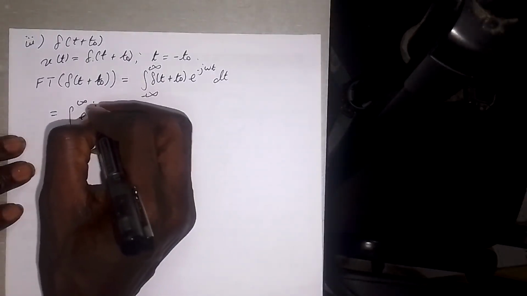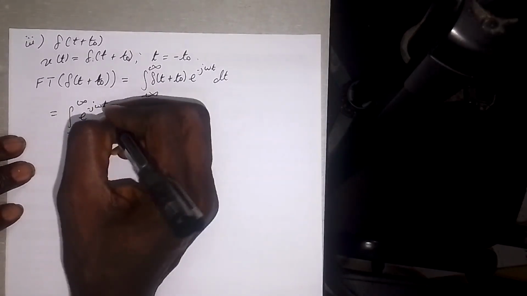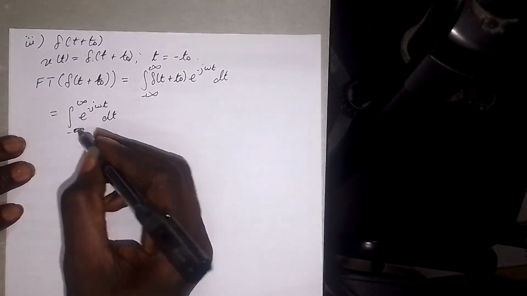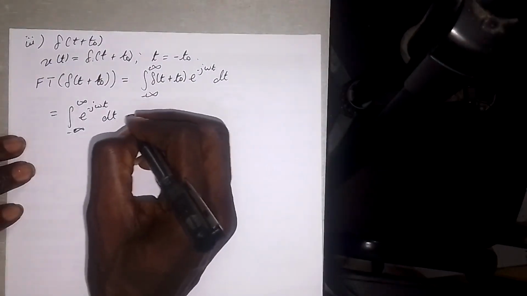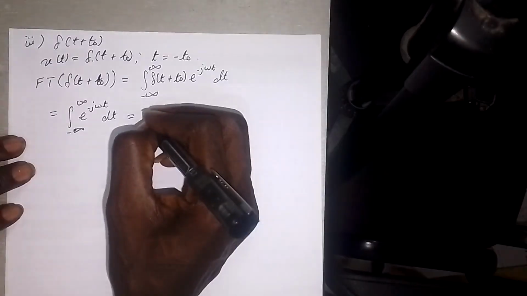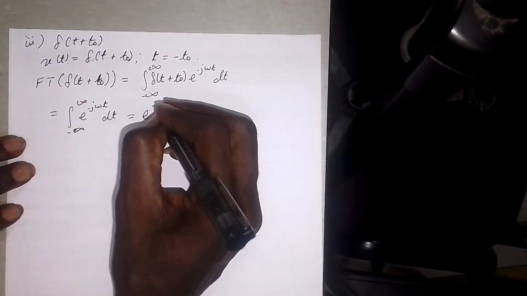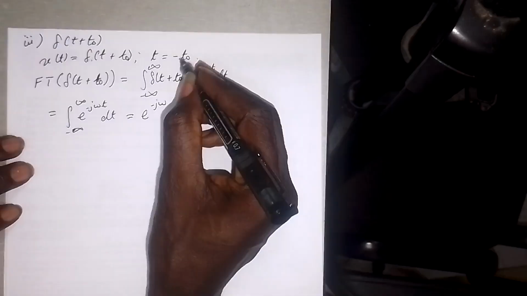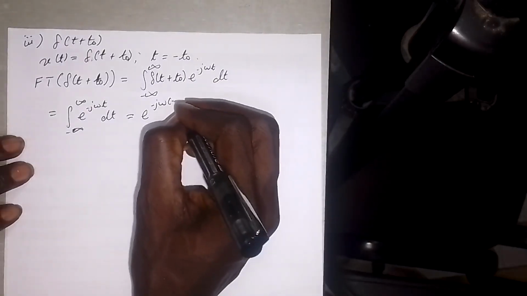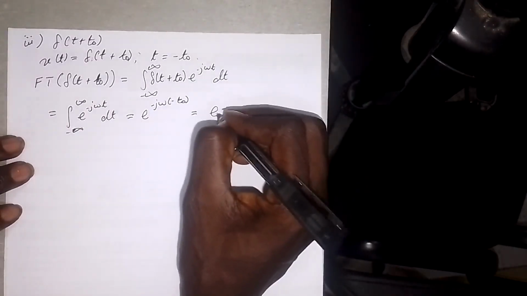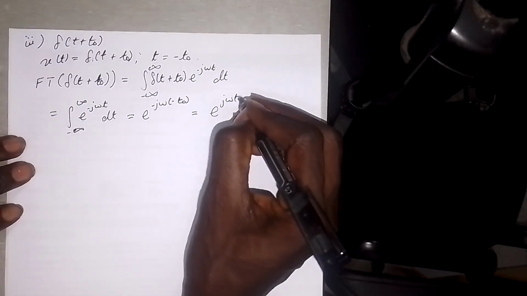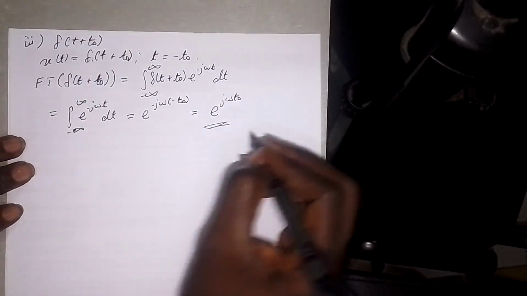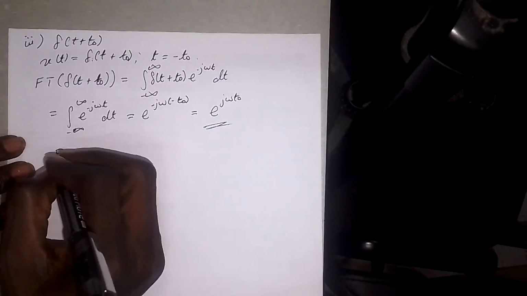Here we have e to the power of minus j omega t, but it doesn't occur from minus infinity to infinity. It occurs at a single instance of time. So I'll forget about these intervals I have written. It will be e to the power of minus j omega times the place where it occurs, which is minus t naught. So negative times negative becomes positive, and it will be e to the power of j omega t naught. This will be my answer.